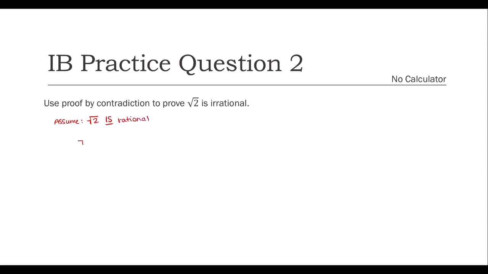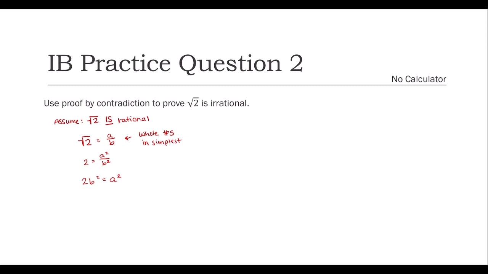So if the square root of 2 is rational, then that means it equals some value a over b. And we're going to have a and b as whole numbers in simplest terms, so it can't be reduced anymore. So we'll start by squaring both sides. So we have 2 equals a squared over b squared. And then we'll multiply both sides by b squared. So we get 2b squared equals a squared.